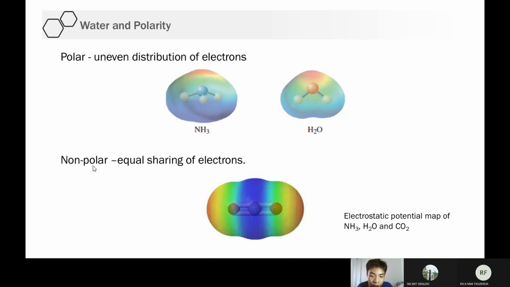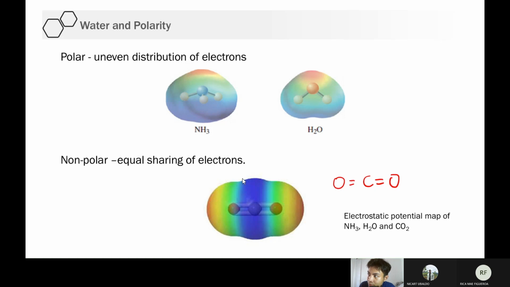When you say non-polar naman, so ito evenly distributed ang electron or equally shared ang electrons sa entire molecule. Okay? So for example, we have here carbon dioxide. So the Lewis structure for carbon dioxide is this one. Yeah. So the carbon is in the middle. We have 4 bonds around it. And at each end, may oxygen.